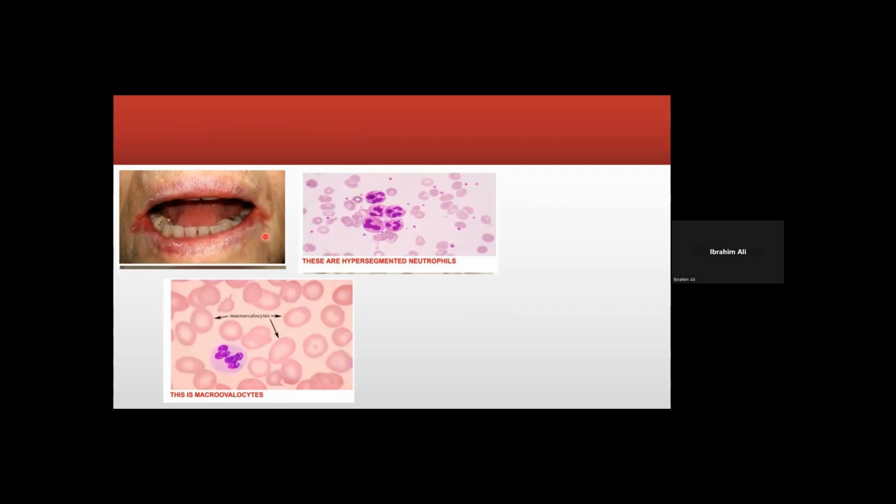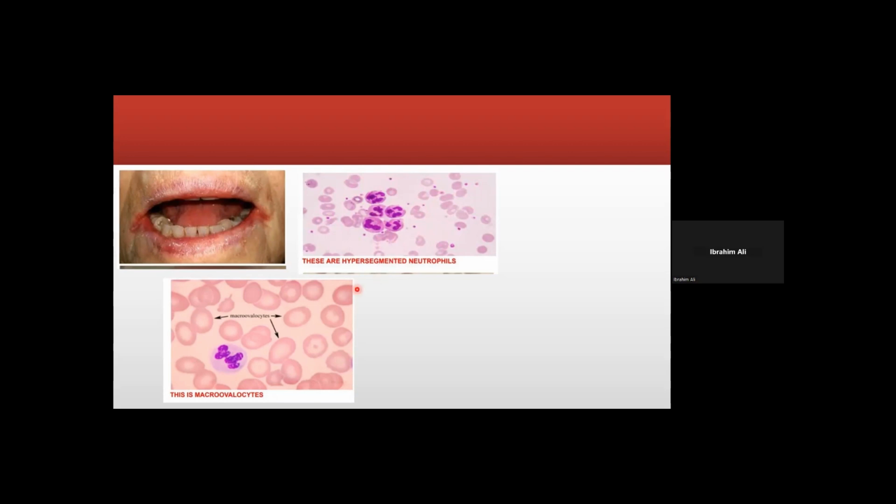And the next one is hypersegmented neutrophils. Try counting the lobes of these neutrophils. It is 1, 2, 3, 4, 5, 6, 7. You see, it is more than 5. Normally, as I told you earlier, the neutrophils have 3 to 5 lobes. If it's more than 5, it is hypersegmented neutrophils, which is a common feature of megaloblastic anemia, that is, if you have B12 deficiency and folate deficiency.